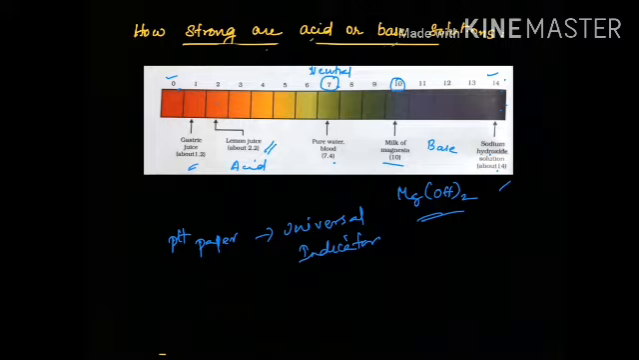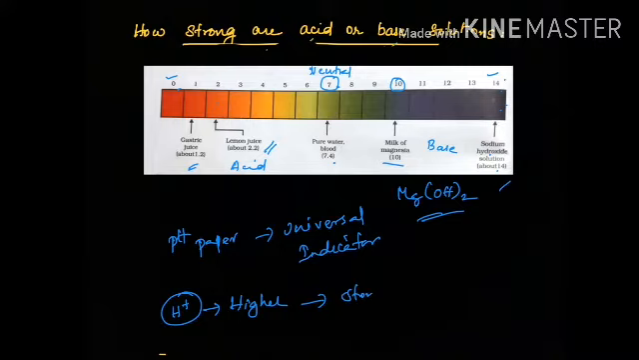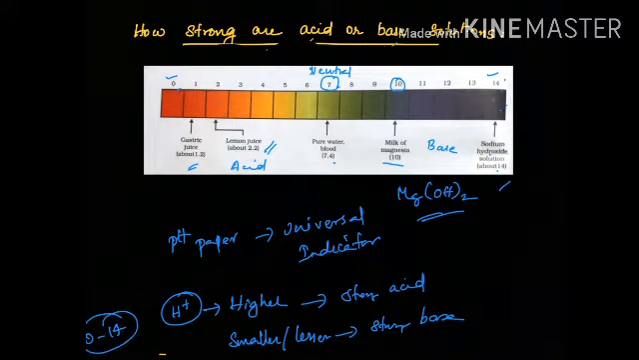As I told you, the pH scale is a scale used to measure the amount of H plus ions in a solution. The higher the concentration of H plus ions, the stronger the acid, right? Lesser number of H plus ions means it is a strong base. The scale is between 0 to 14. I hope you got it.